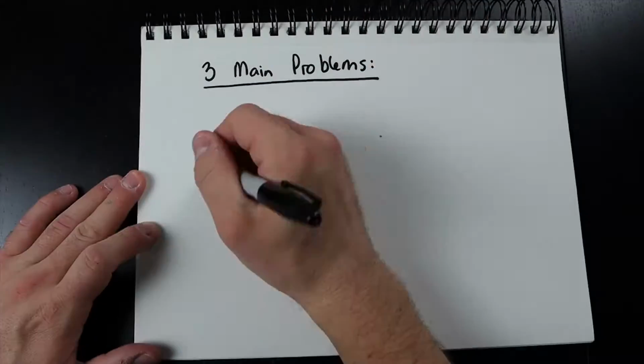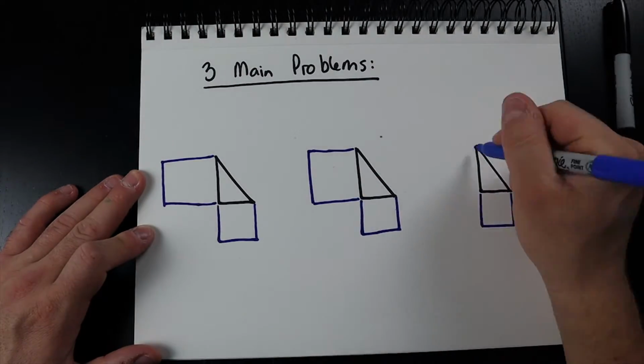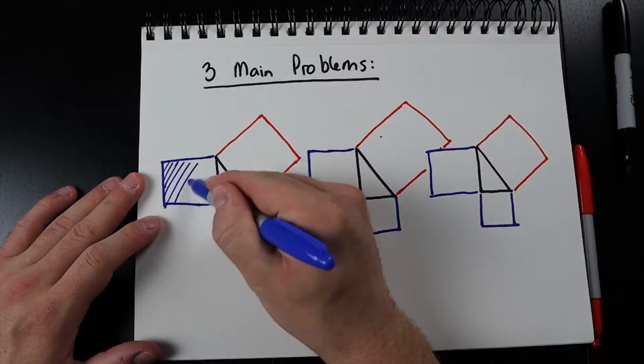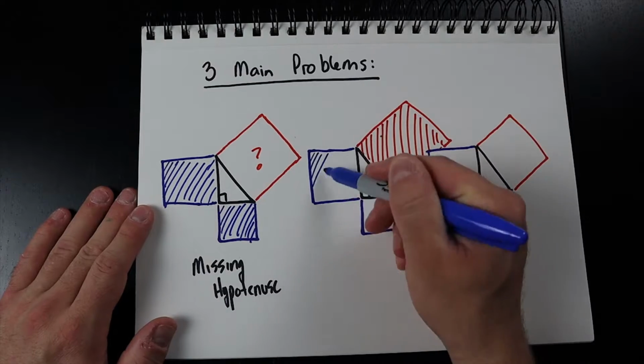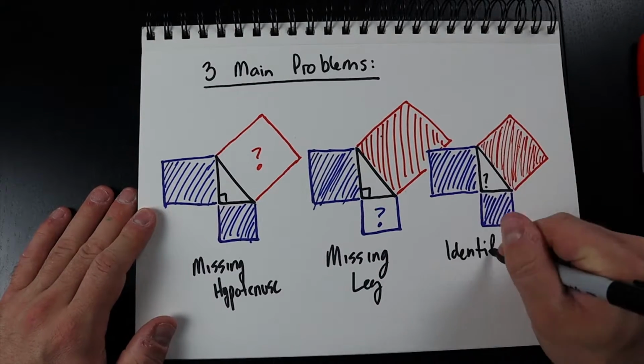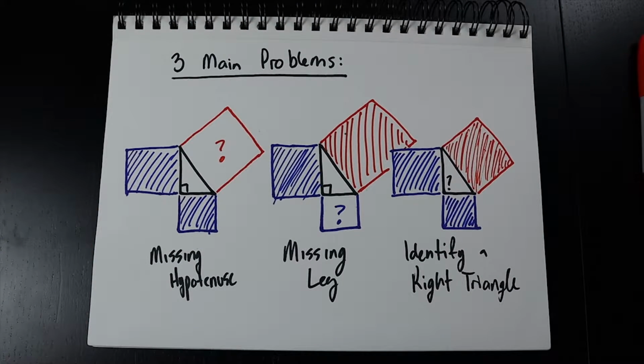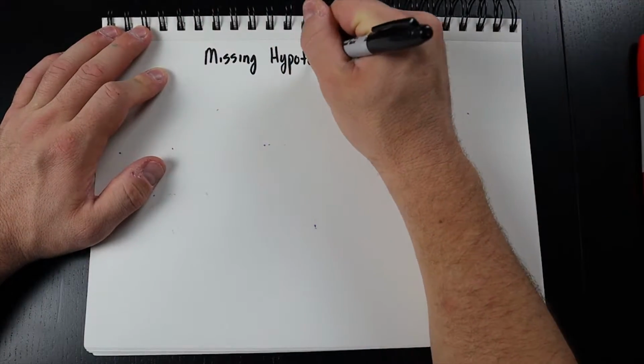This theorem is used to solve three main problems. The first problem is a right triangle with a missing hypotenuse. The second problem is a right triangle with a missing leg. And the third problem is to identify a right triangle. Let's start with the first one, which is a missing hypotenuse problem.